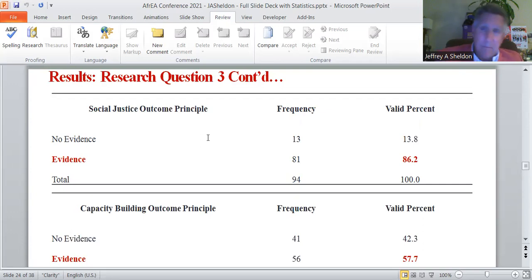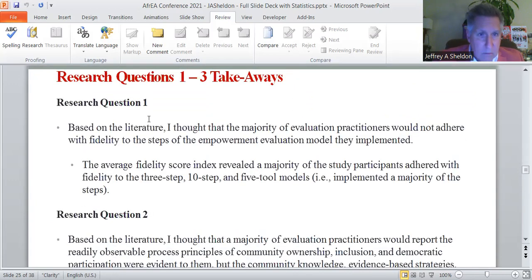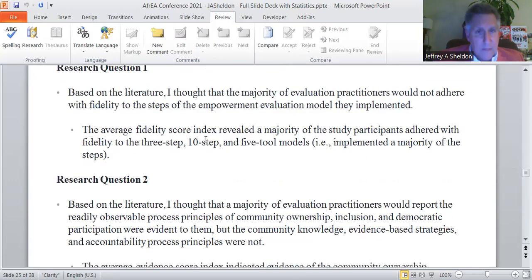So again, I broke down the outcome principle construct into sub-constructs. All these four outcomes are the sub-constructs. And again, items asked people if they saw these things resulting from their evaluations. Again, difficult to say. Okay, so research question 1.